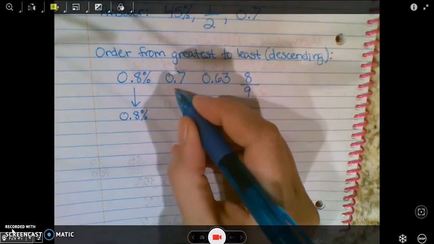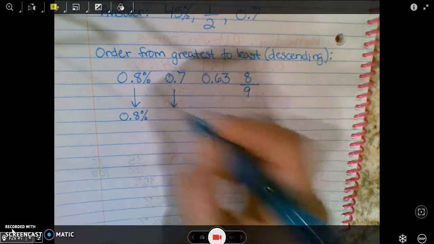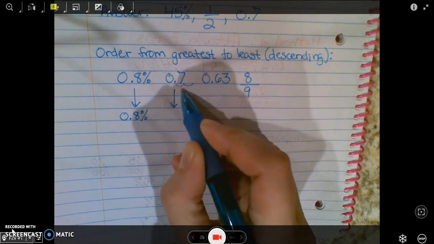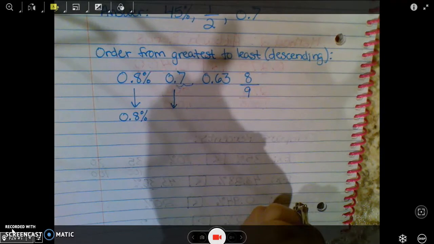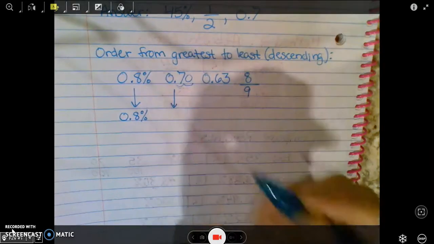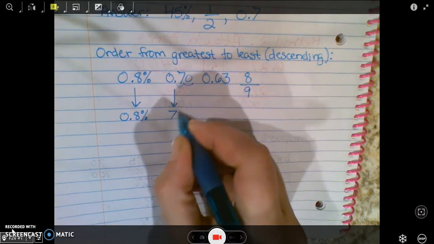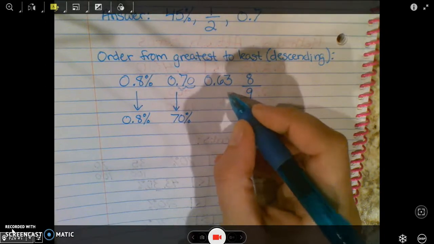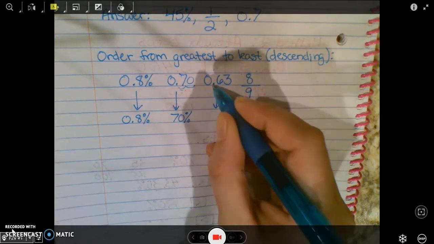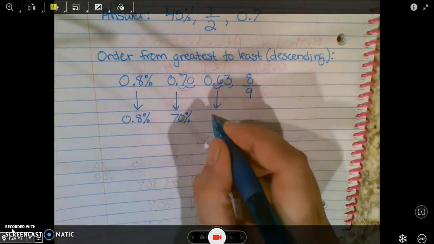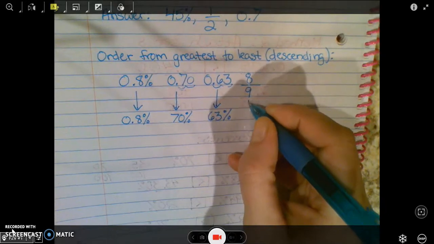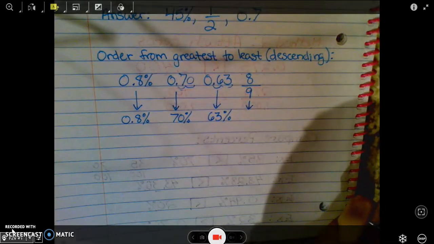This next one, 0.7, that is in decimal form, so I have to move my decimal point 2 places to the right, just like the decimal I had up top, and tack a 0 as a placeholder, so that would be 70%. All right, then my 0.63, in percent form, I move my decimal point 2 places. That becomes 63%.